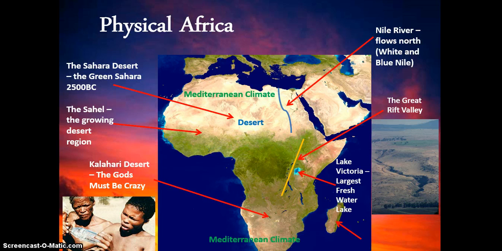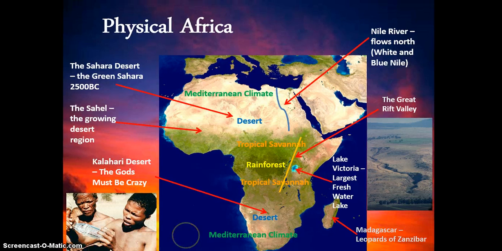Now, climate zones. If we could take Africa and if we could fold it in half, you will notice that the climate zones are symmetrical or reflective. So you have rainforest in the center, tropical savanna, grassland on either side, desert region, and then Mediterranean climate. So the vegetation and climate region.